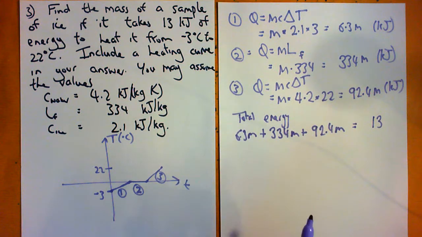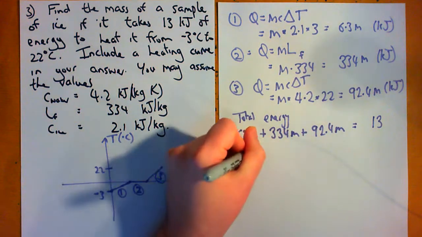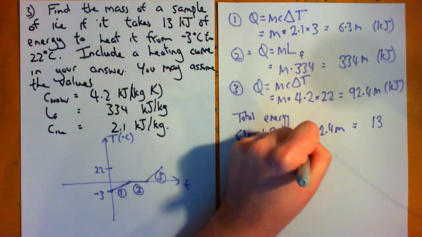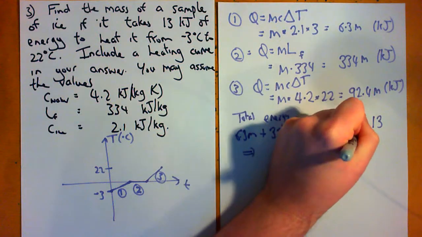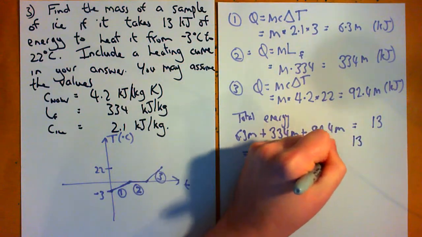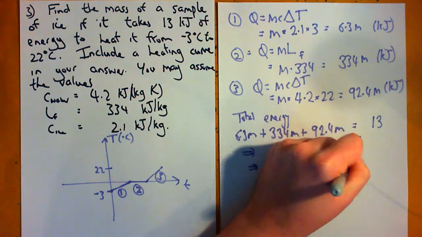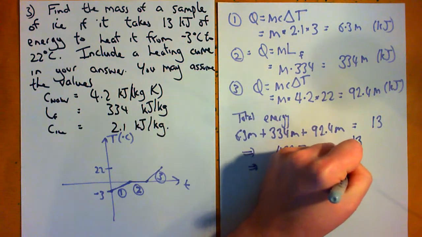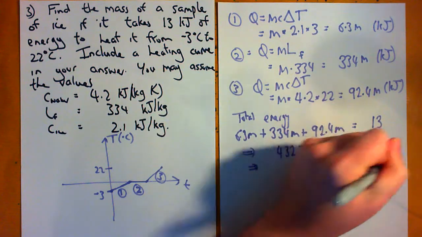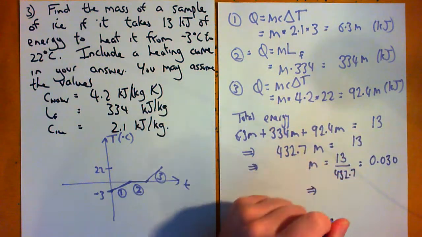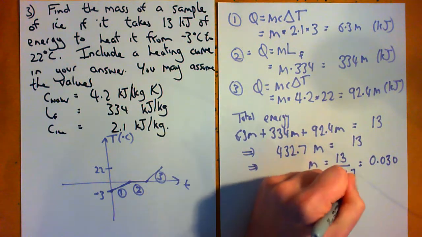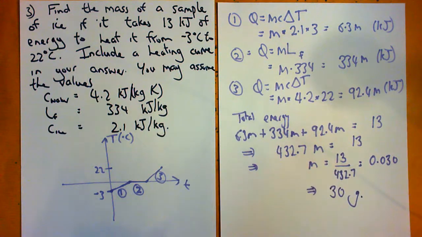And if we add the 3 like terms on that left hand side, we get 432.7 times the mass is 13, and therefore we just need to divide by 432.7, so we get M is 13 over 432.7, and that gives us 0.030. So therefore the mass of ice there is 0.030 kilograms, or 30 grams.